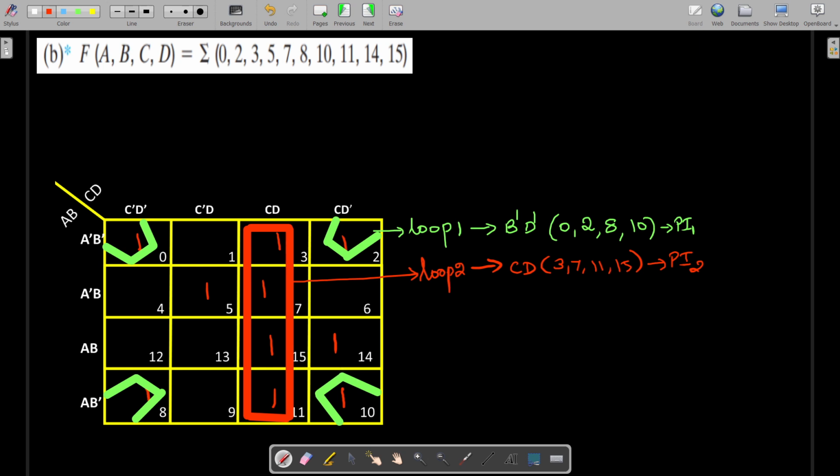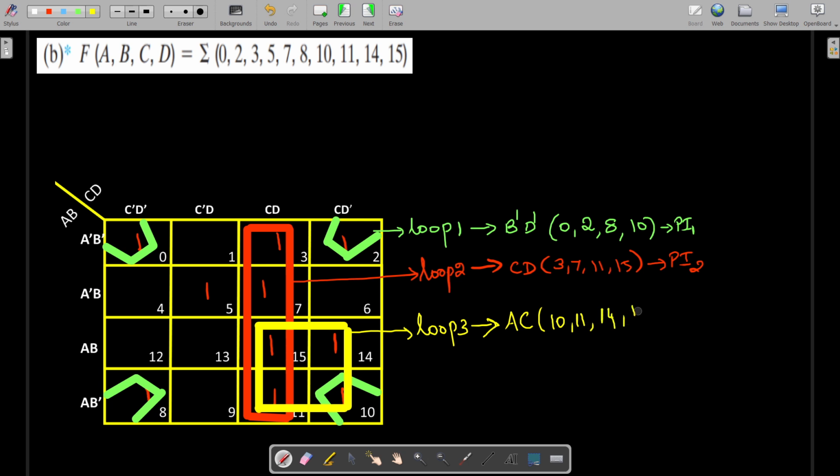So you have to cover these 2 ones, right? This one can be covered like this. The minterm can be covered like this. So this can be named as loop 3. For this loop 3, row wise, and column wise it covers these 2, CD and CD dash. So it is C only. The corresponding minterms are 10, 11, 14 and 15. This is PI3, prime implicant 3.